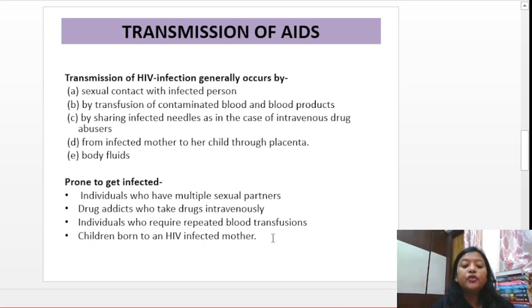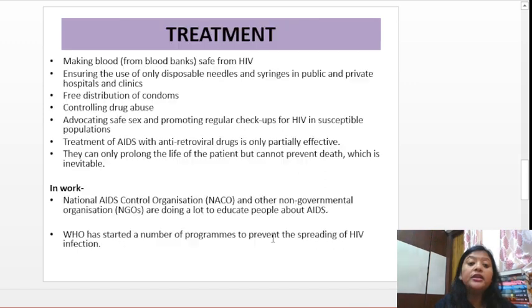Those persons who have multiple sexual partners, or who are drug addicts using the same needles as another person, and who have repeated blood transfusions, have to be very careful. And children born to an HIV-infected mother are more prone to get infected.